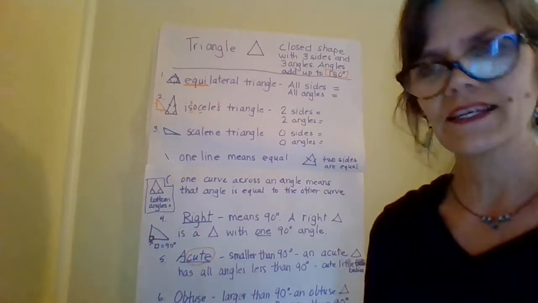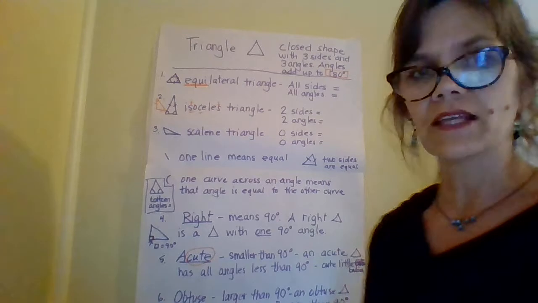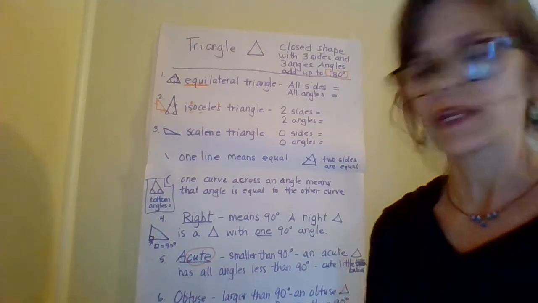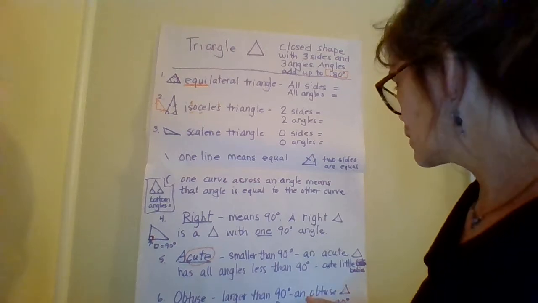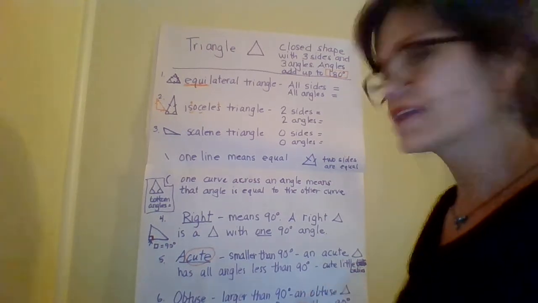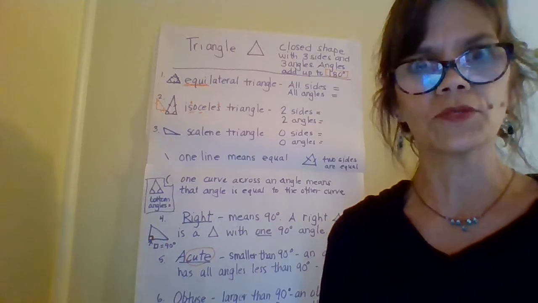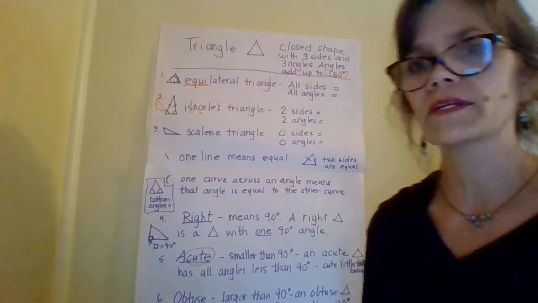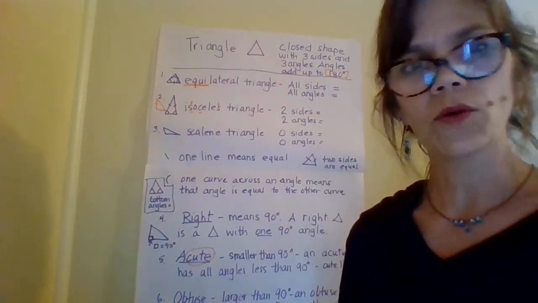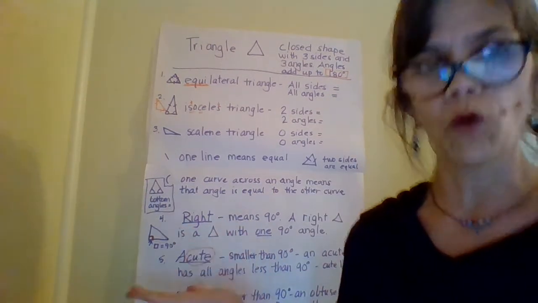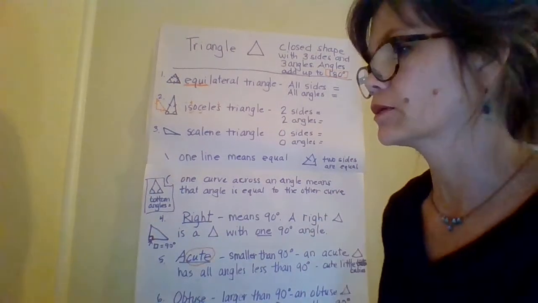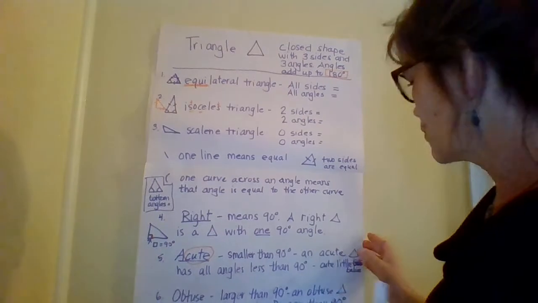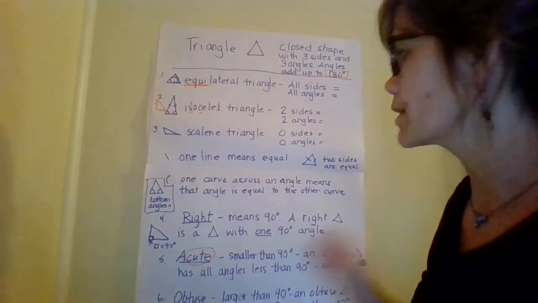And then the last kind of triangle that we can have is an obtuse triangle. Obtuse means larger than 90 degrees. Obtuse is another one where you can only have one obtuse angle in your triangle, because it's more than 90 degrees. If you had two of them, you would end up with no room for the third angle. So it doesn't work. So these are the names of our kinds of triangles, and these are the markings.